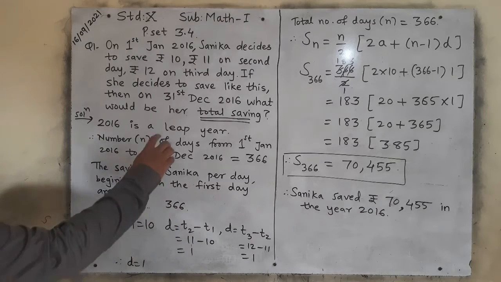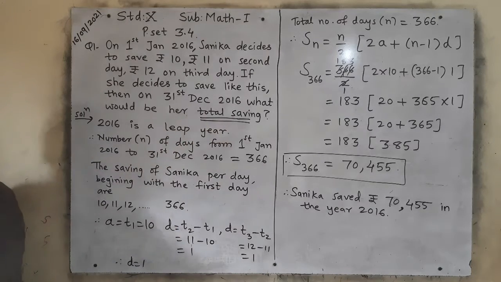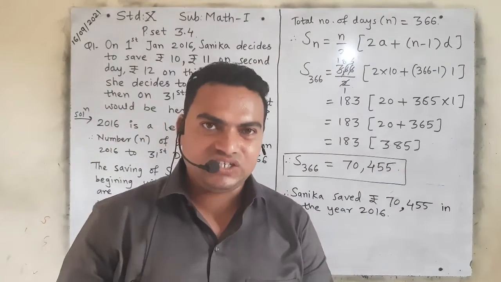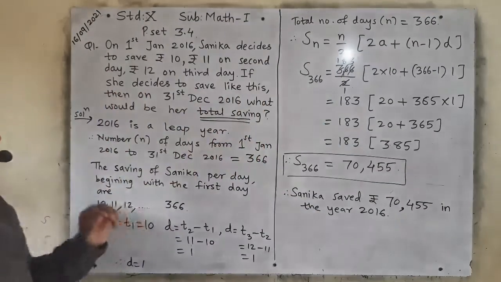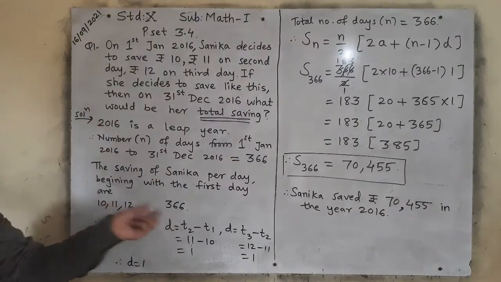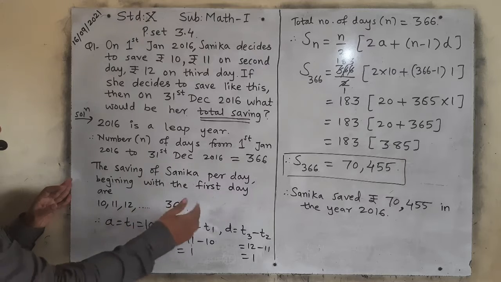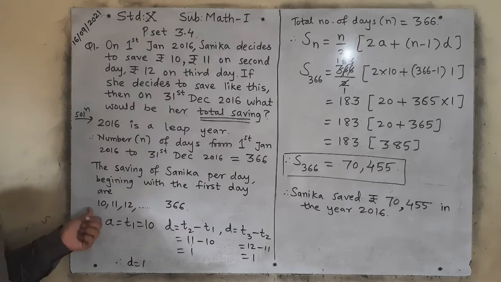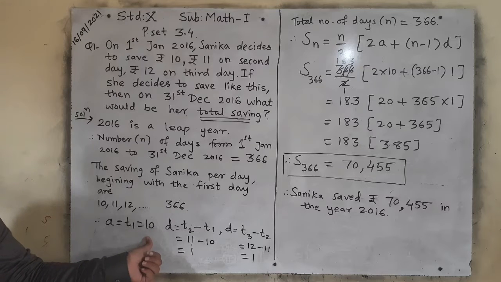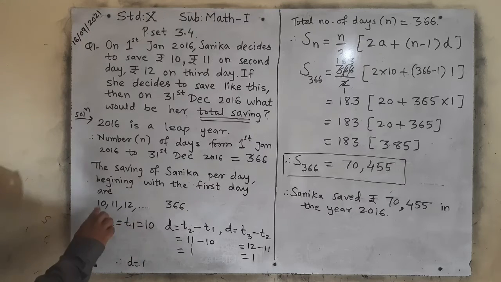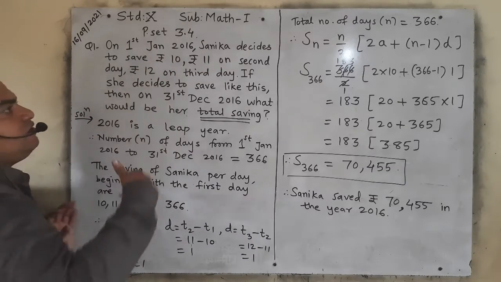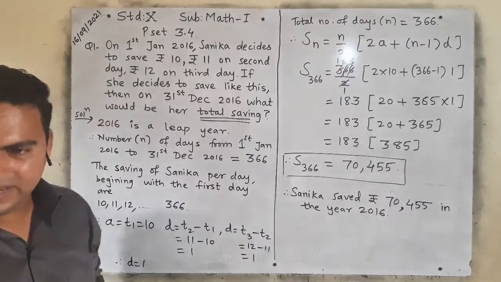So my dear students, I have underlined here the word total. The word total indicates the sum. Sum means addition. So total saving means we will utilize here the Sn formula. First we will write the sequence 10, 11, 12, and the last is 366. So here the first term, that is a equals T1, is 10, right? Then the difference between these terms will be 1 rupee. Why? Because she's saving 1 rupee more each day, right?